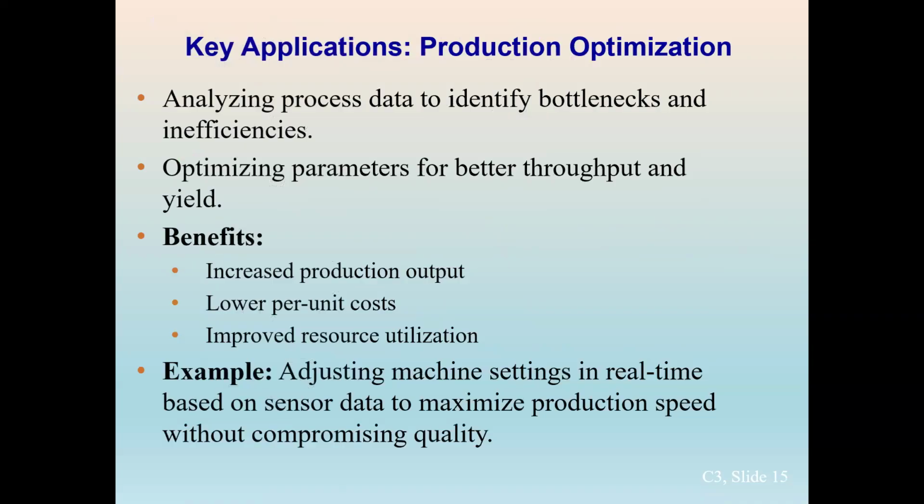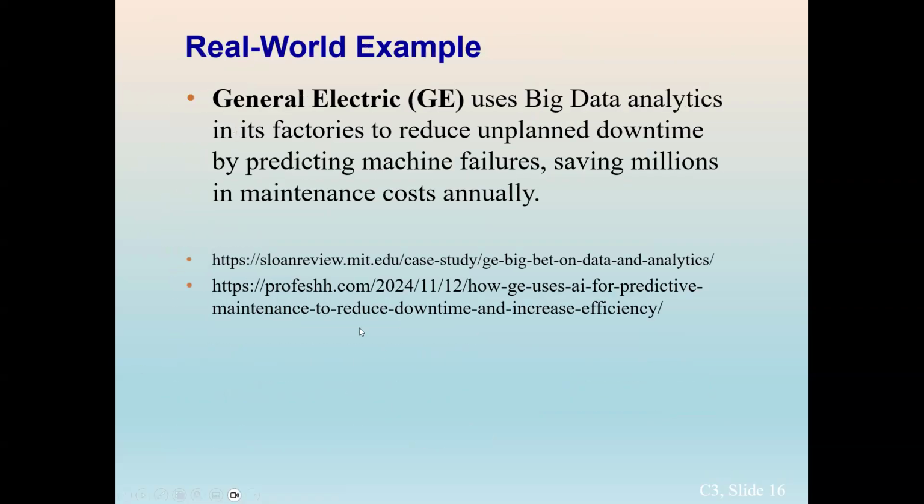So next will be production optimization, which we mentioned earlier also. The benefits here mostly will be increased production output, lower per unit cost, and improved resource utilization. So analyzing a warehouse layout, the storage strategy, and picking process to improve efficiency and reduce operational costs. This can be a warehouse optimization example. So that's the example we're trying to explain.